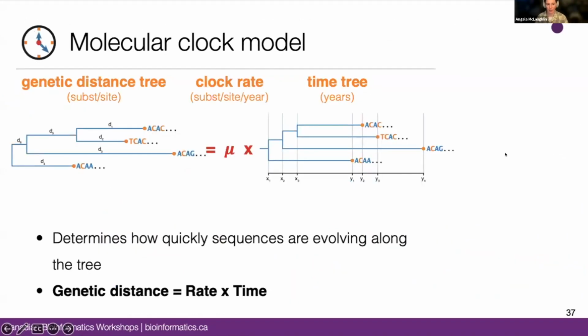Okay, so let's get into talking about the molecular clock model. This is a key concept. The molecular clock model is the rate at which evolution is occurring. And typically mutations are accrued in a slightly clock-like fashion, although that can be strictly clock-like or in a more relaxed manner. Specifying a molecular clock model allows us to convert a genetic distance tree or divergence tree into a time tree. And the thing to keep in mind here is that the genetic distance is equal to the molecular clock rate times the amount of time that has passed.